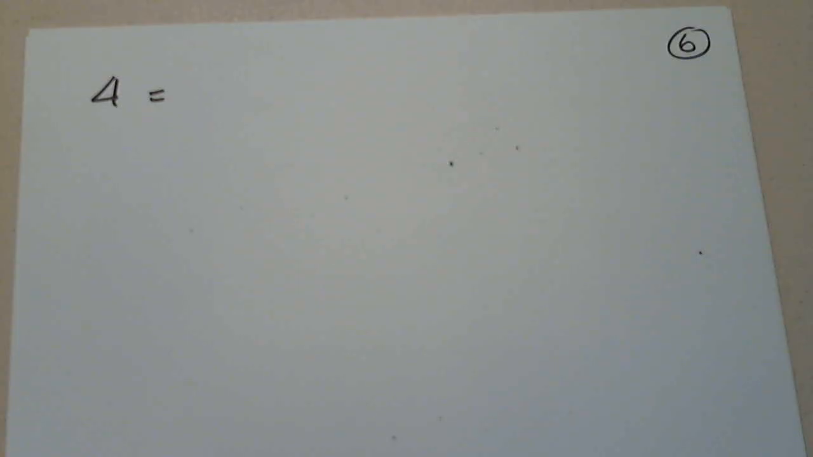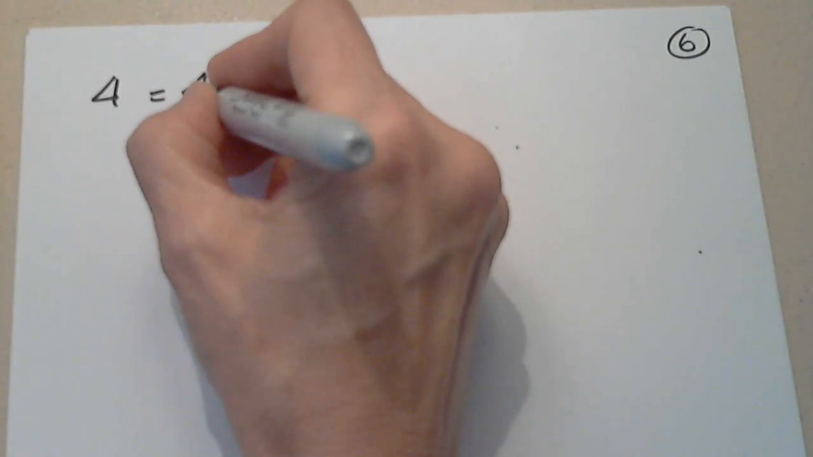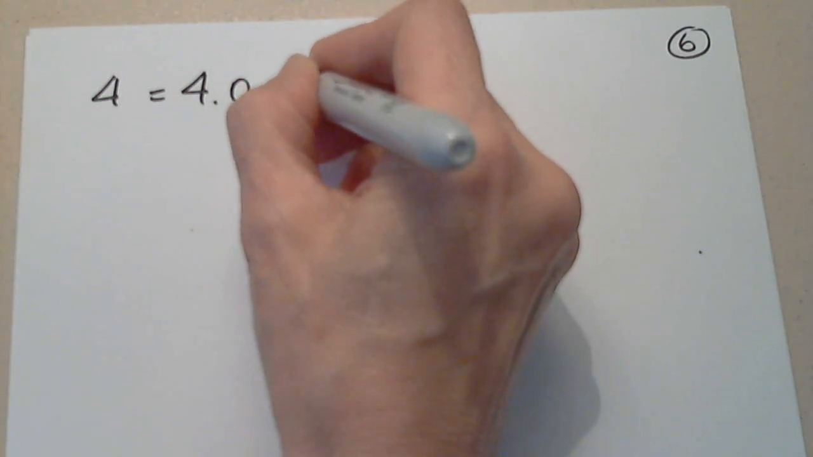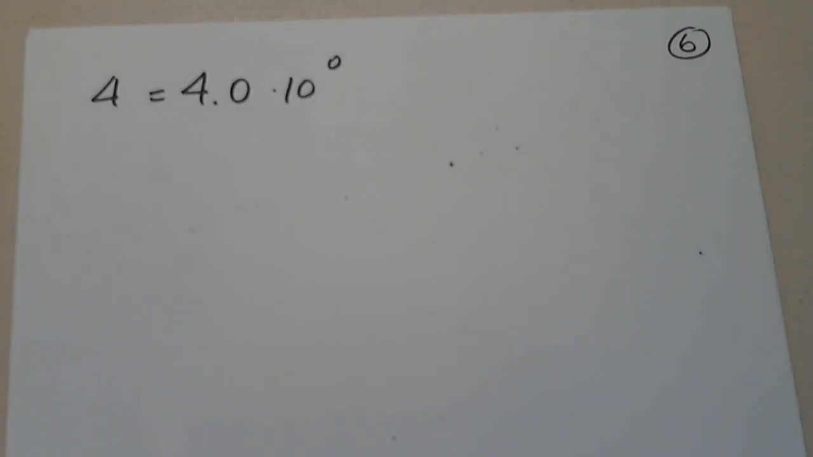Write 4 in scientific notation. Really? My goodness. Okay. So 4 in scientific notation is 4.0 times 10 to 0 power. It cannot be positive, it cannot be negative. It's a little silly to start with that, but it is what it is. Okay, now we're talking.